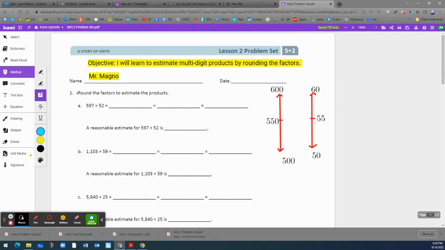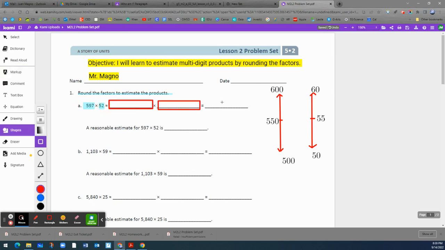Reading the instructions, round the factors to estimate the products. Okay, so which ones are the factors? Well, let me look at the factors. The number 597 is a factor, and the number 52 is a factor. And obviously, the product, which is the answer, goes here at the end. So keep that in mind.